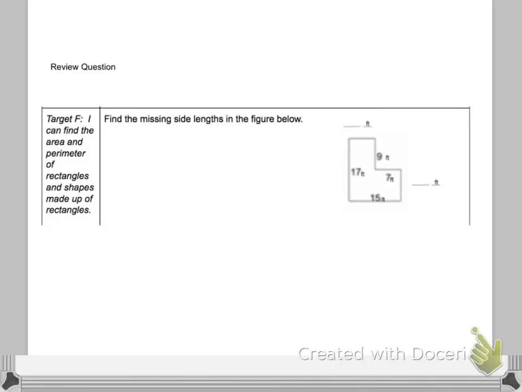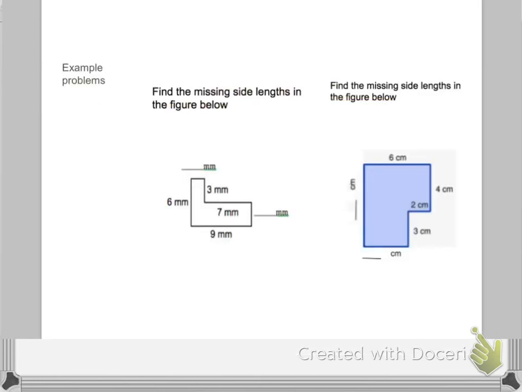The review question is asking, find the missing side lengths in the figure below. In this figure and the review, there are 2 missing side lengths. Let's take a look at 2 example problems in order to help solve this problem. Now remember, this is not the same problem that is on the review. This one is also asking, find the missing side lengths in the figure below.